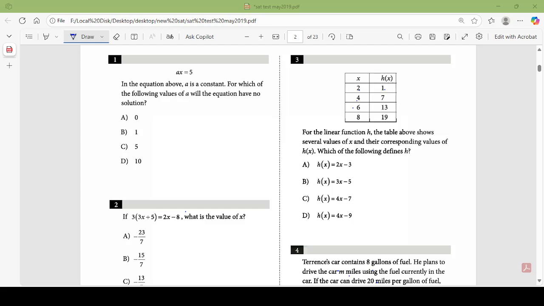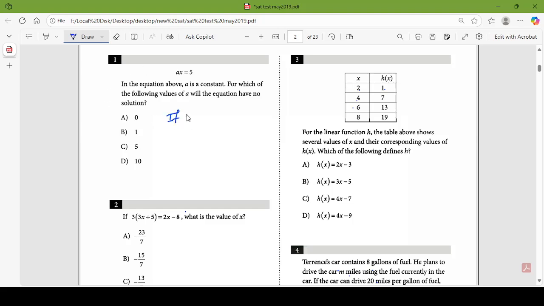Okay, let's discuss some of the approaches. First question is ax equals 5, and for what value of a will the equation have no solution. So you can use the choices here.